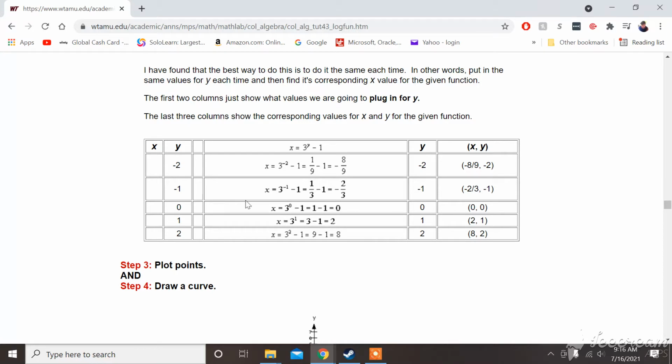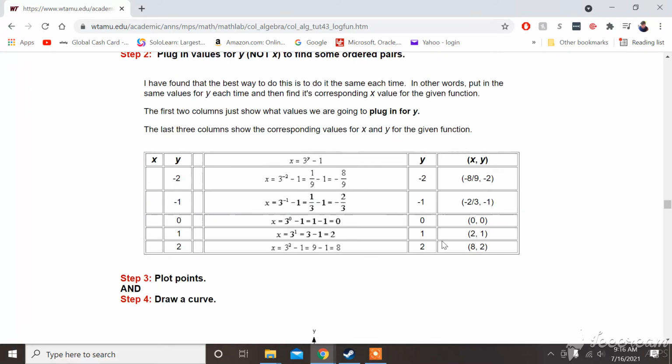Anyway, 2 is going to be y. x is going to be 3 to the second power, and that's going to give us 9. Carry over the negative 1. 9 minus 1 is 8, so 8 is x.